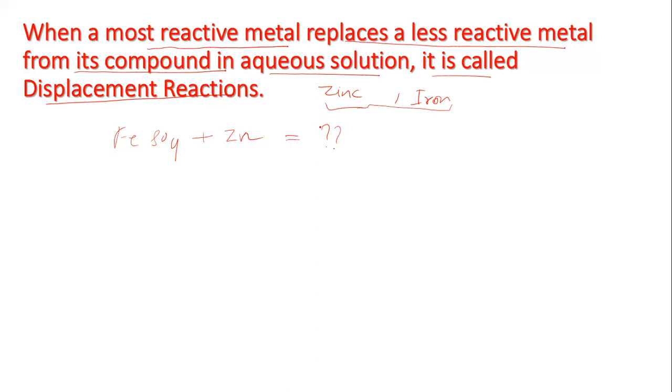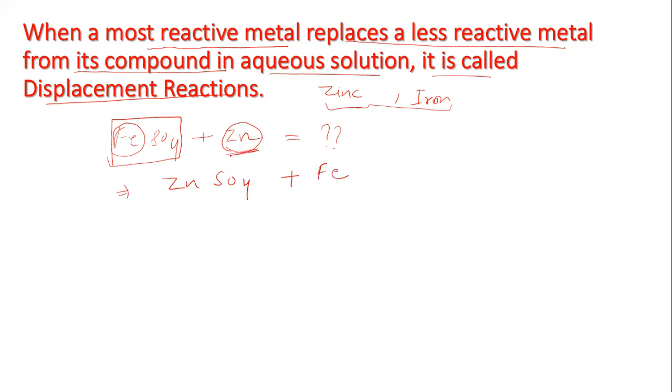There will be a displacement reaction. Zinc will displace iron from its compound, FeSO4, iron sulfate. Zinc will replace iron and take its place. It will say, I am more reactive than you, so I will be at your place and you will be at my place. So the output of this will be ZnSO4, zinc sulfate, plus Fe, iron.